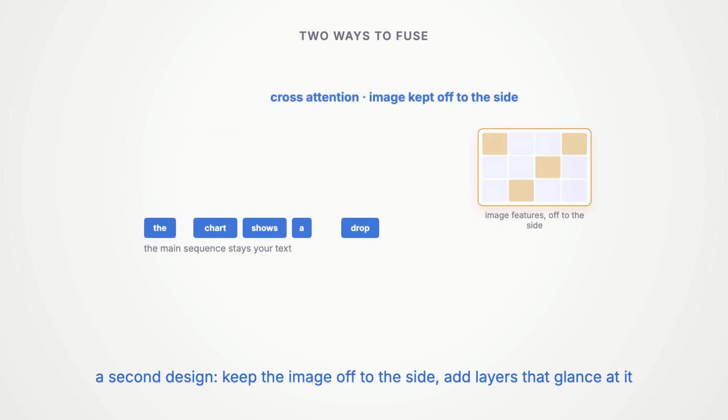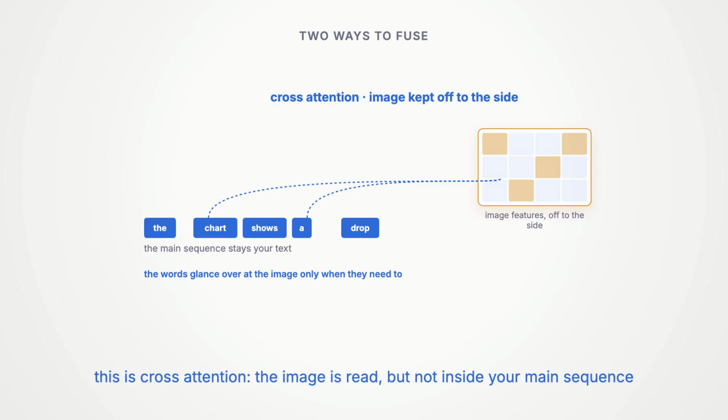But there is a second design. Instead of putting the image into the line, you keep it off to the side and add special layers whose only job is to let the words glance over at the image when they need to, while the original language model stays untouched. This is called cross-attention. The picture is still there, still being read, and it is not free to run, but it is not sitting inside your main sequence, so it does not crowd out your text the same way.